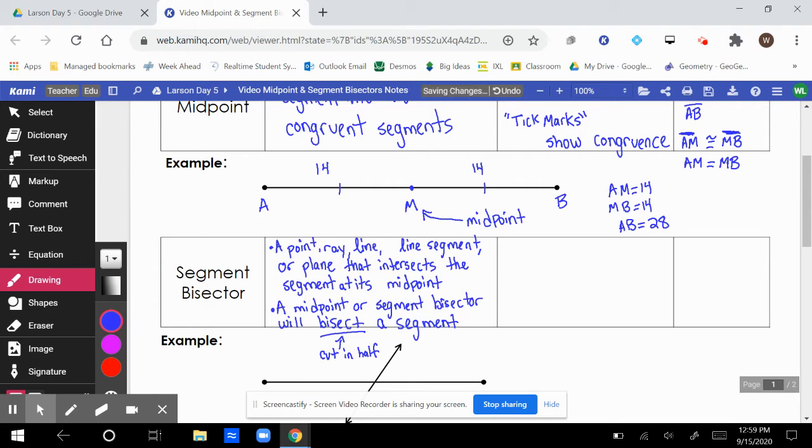Okay, so not only is the point or ray or line segment going through a segment, it's cutting it right down the middle.